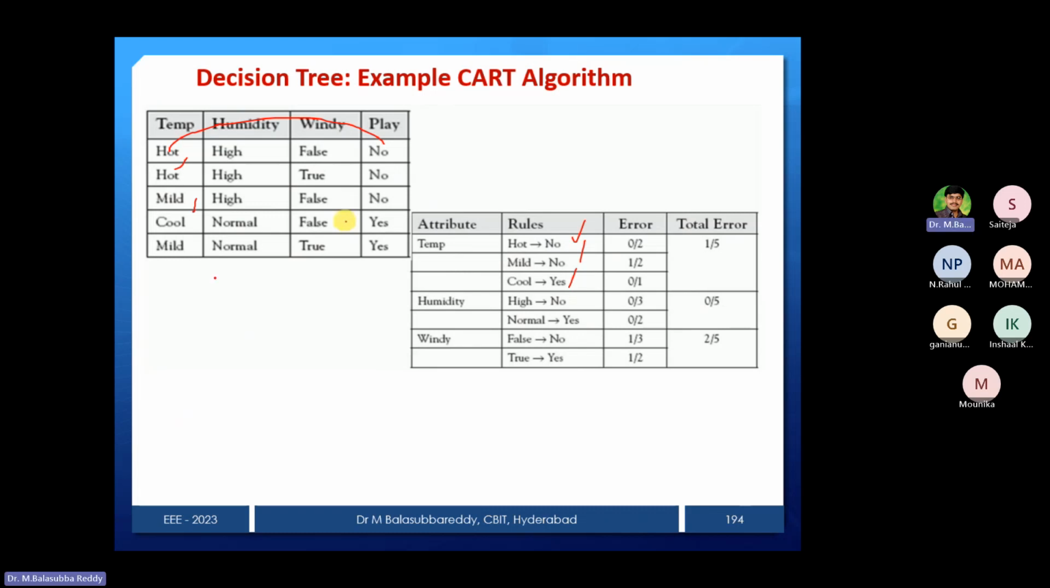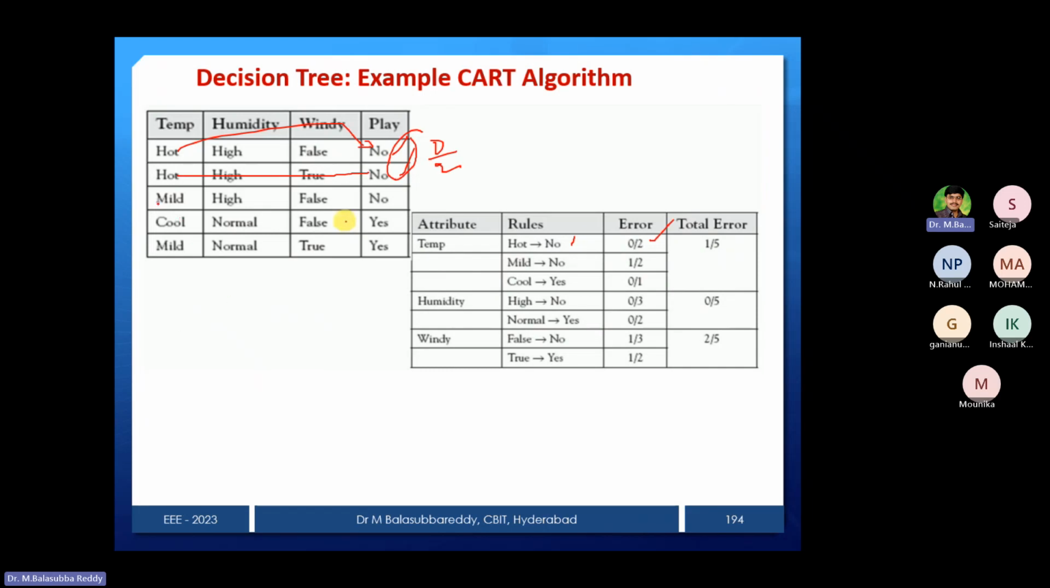We can select the rule. If I take hot, both are no only. So therefore, hot is no is your rule. Then how many classifications are correctly predicted and how many incorrectly predicted? Two hots are there. Hot is no, hot is no. Therefore, two classified correctly, then incorrect is 0. So 0 by total. Total is 2. 0 by 2 is your error.